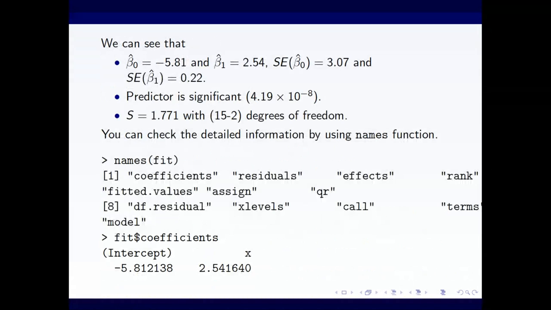And then you can also check that the t distribution has 13 degrees of freedom with the critical value 1.771. And then you can check the detailed information by using the names function. It has coefficients, residuals, the residual degrees of freedom, et cetera. One of the important pieces of information is the coefficients, so you can print out the coefficients only by using the summary coefficients.